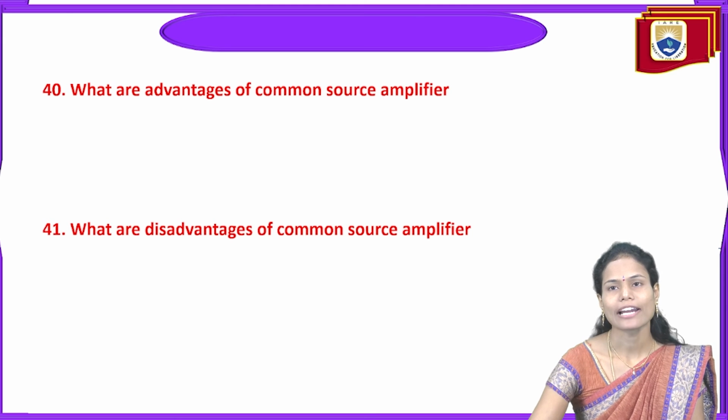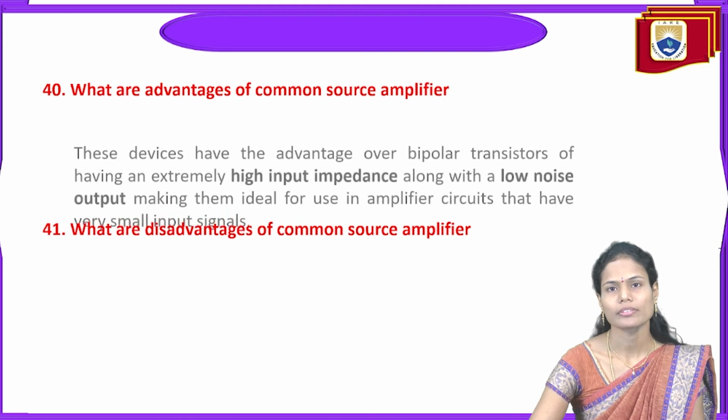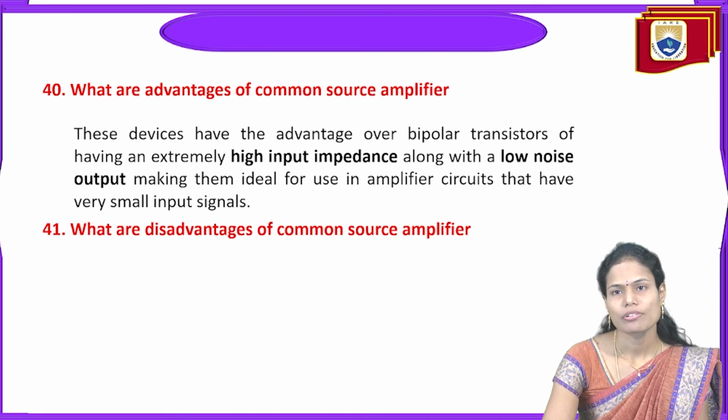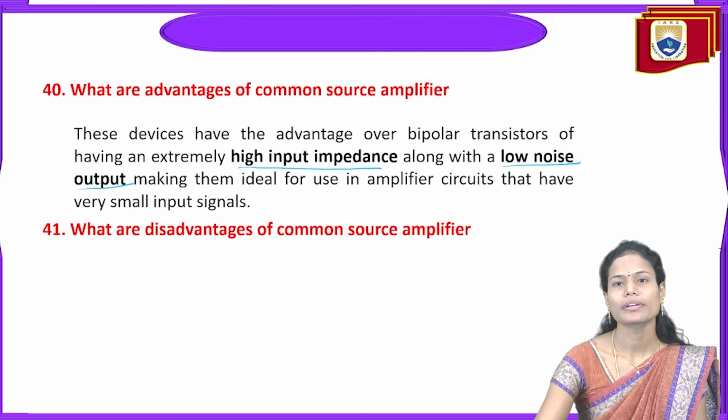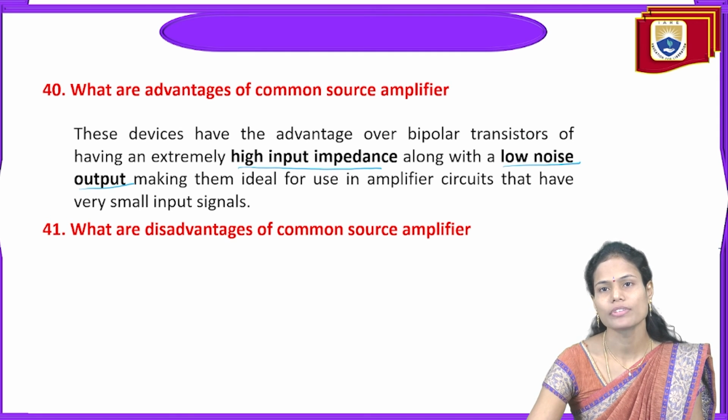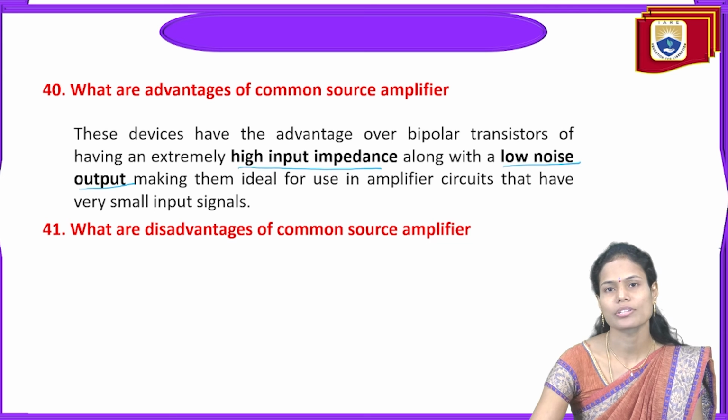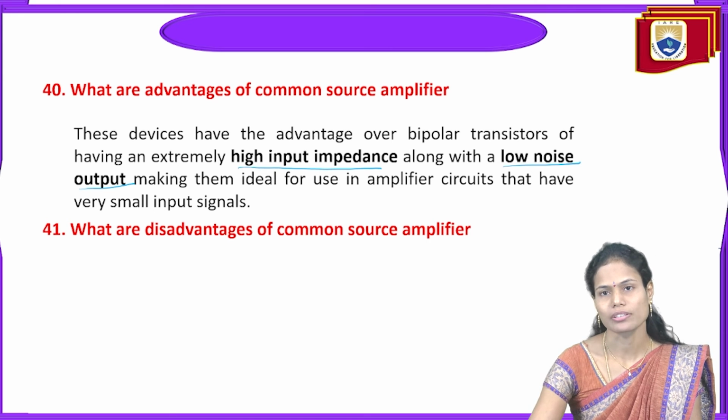And next, what are the advantages of the common source amplifier? The advantages of the common source amplifier are high input impedance and low noise output. These are the basic advantages of the common source amplifier. Because of that reason, in most cases we prefer this common source amplifier for the amplification of small input signals.